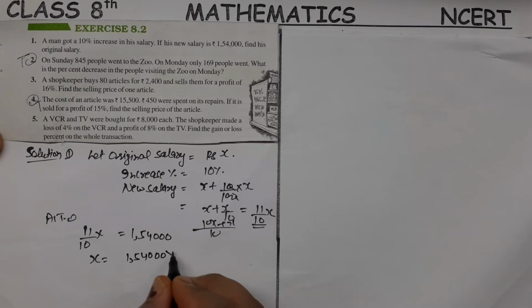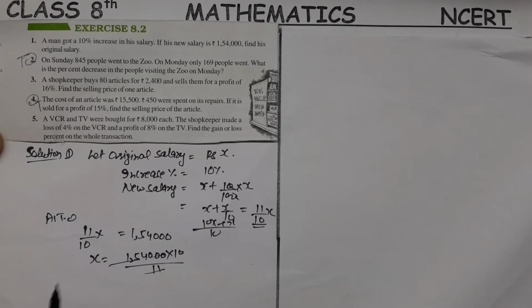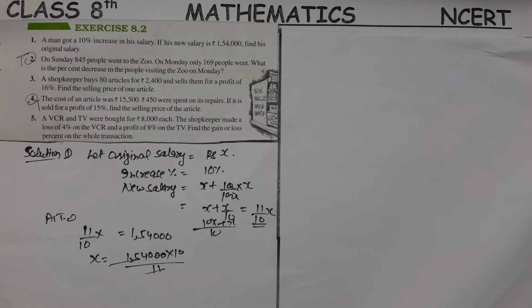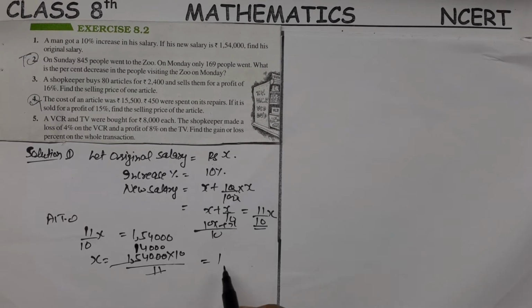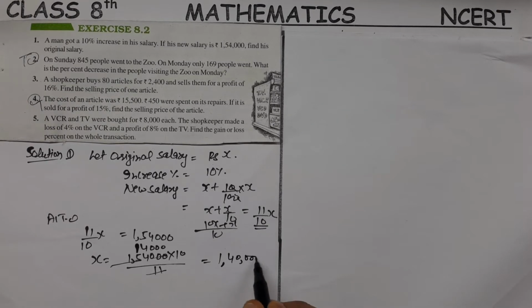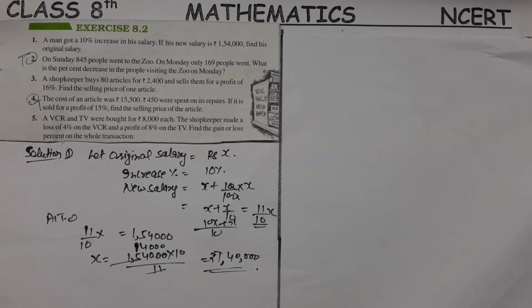Then his original salary is, solving, 10 goes to numerator, 11 in denominator, 1,40,000 rupees. Next, sum number 2.